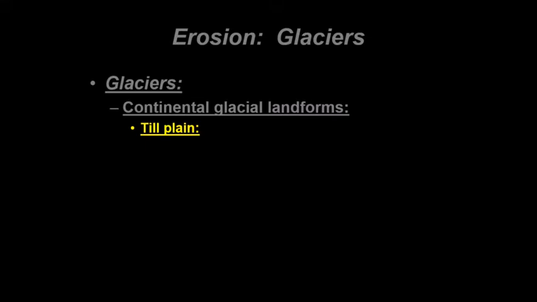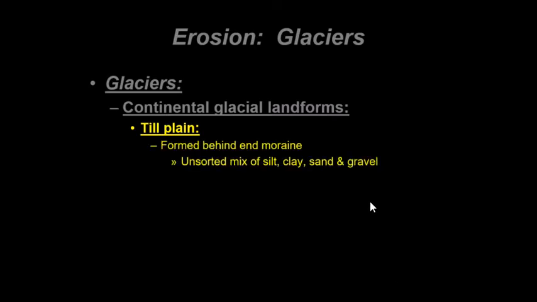Our next glacial feature is called a till plain. And as the name implies, plain, this could be a very flat area. Another key feature of a till plain is it's always going to be behind, or north of, in the case of Indiana, the end moraine. So it's always going to be formed behind the end moraine, just like recessional moraines. What it is, once again, is an unsorted mix of silt, clay, sand, and gravel.